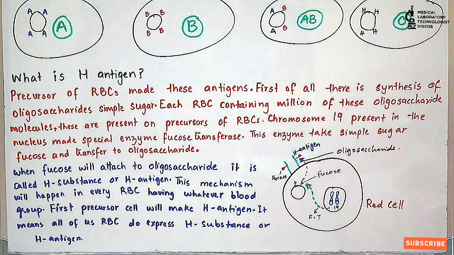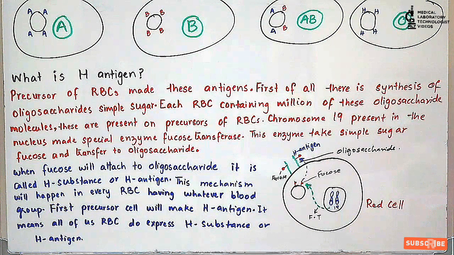This mechanism happens in every red blood cell, whatever blood group the person has. So all of our RBCs express H substance or H antigen. It means that each blood group has H substance or H antigen. Now we will study how blood group A forms, then we will focus on B, and later on other blood groups. So first we understand the concept of how H antigen is made.